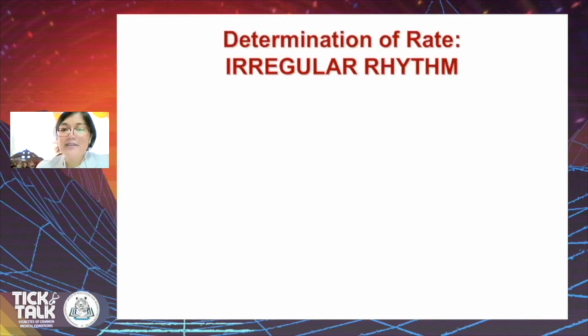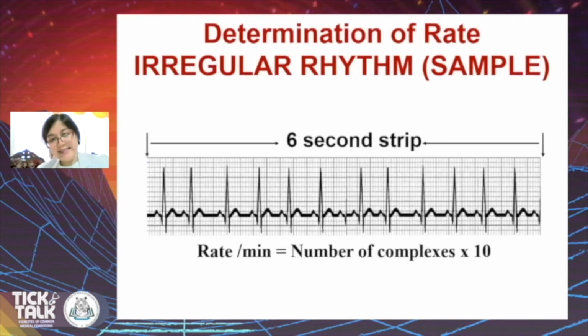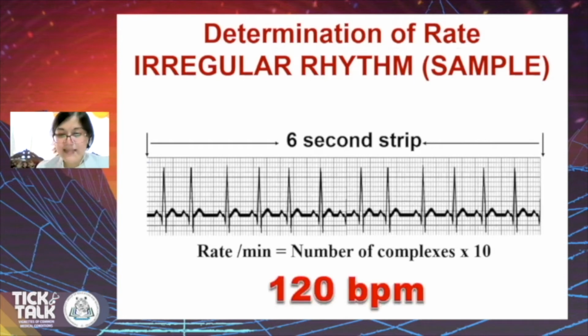If you have an irregular rhythm, then you can still determine the rate of your patient. So how do we do that? We get an ECG strip, make sure that it's 6 seconds. You count the number of QRS complexes within the 6 second strip and multiply it by a factor of 10. You get your rate. So for example, this is a 6 second strip. You can see QRS complexes that are not equidistant from one another. So we know that this is an irregular rhythm. So we just have to count the number of QRS complexes present. So there are 12 and multiply it by 10. There you go. You have the actual rate of your patient.